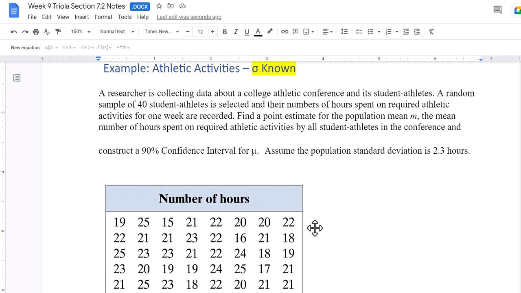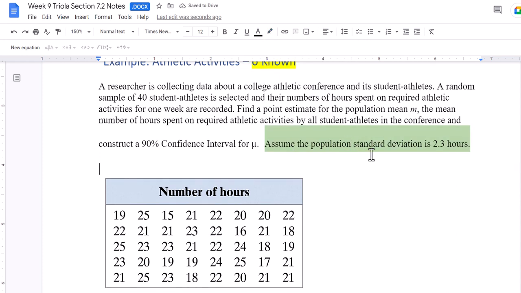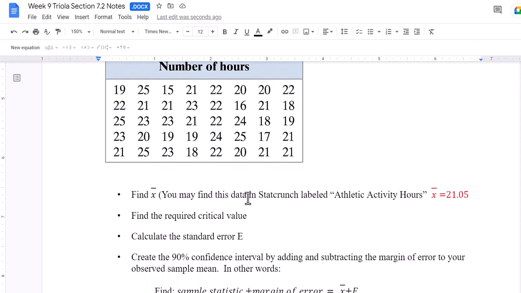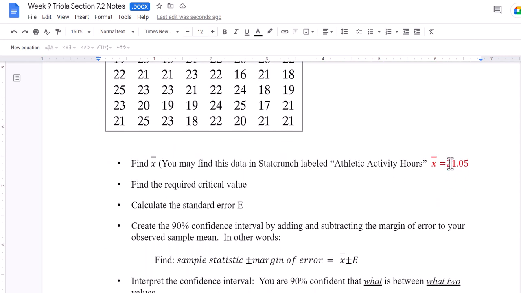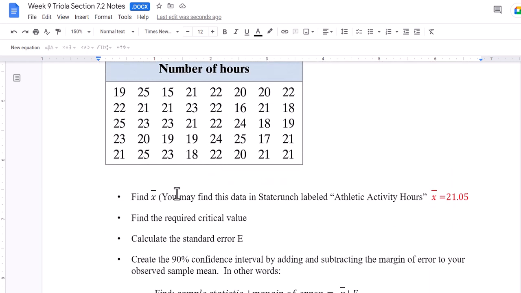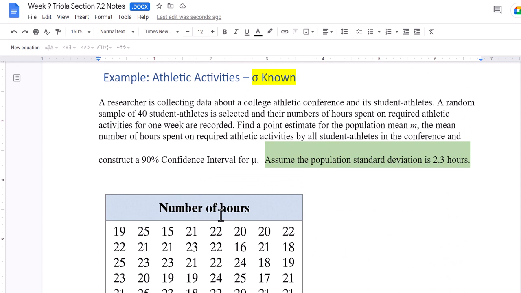So this is the part that is important to see: we have the population standard deviation, 2.3 hours. So we can use that. And this is what allows me to say I'm going to use a z-score, because I know the population standard deviation. So find x bar. This data is in StatCrunch and we found it already to be 21.05. Find the required critical value. Because now we know sigma, we're going to use the z-scores.